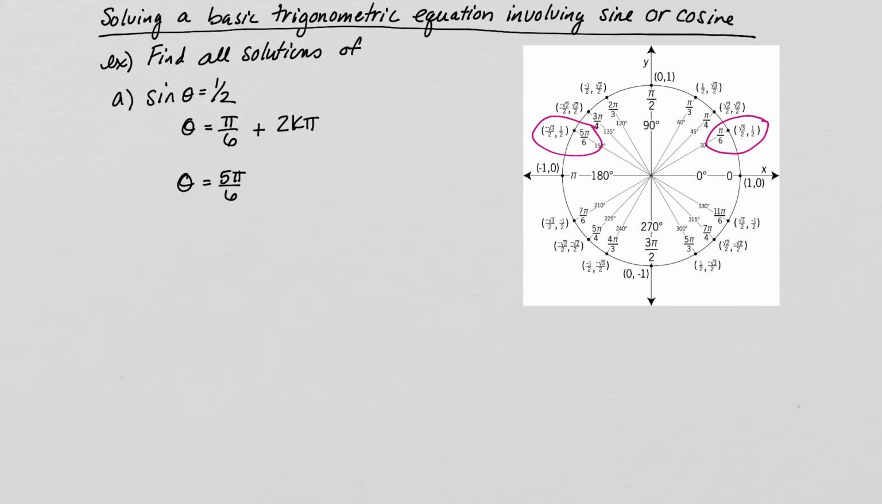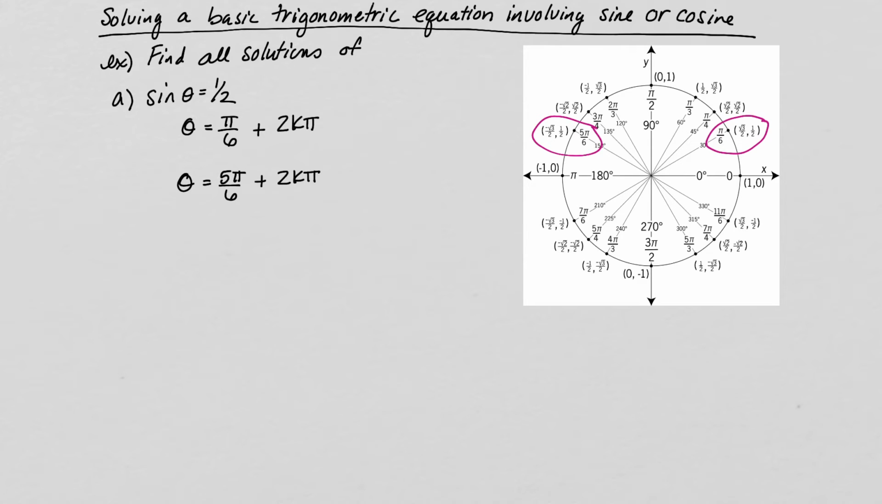And so the reason why we put this k is because we're saying you can go around any number of times. So if you go around once, k would be a 1. If you go around 4 times, k is going to be a 4. So this is the generic way of saying, hey, start at pi over 6 and then go around as many times as you need to get all of the answers, right? And we can go around an infinite number of times. Same thing here, we'd have 5 pi over 6 plus 2k pi.